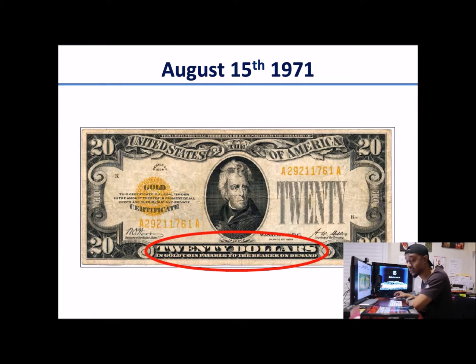Money, or currency, excuse me, is just a piece of paper. The paper really has no value in itself, but it's backed by something. Before 1971, the US dollar was backed by gold. Here it says $20 in gold coin payable to the bearer on demand, which means you could give this $20 bill to a teller in the bank, and they'll give you a $20 gold coin. Well, this was before August 15, 1971. Now, why is that important? Let me just show you a quick video.